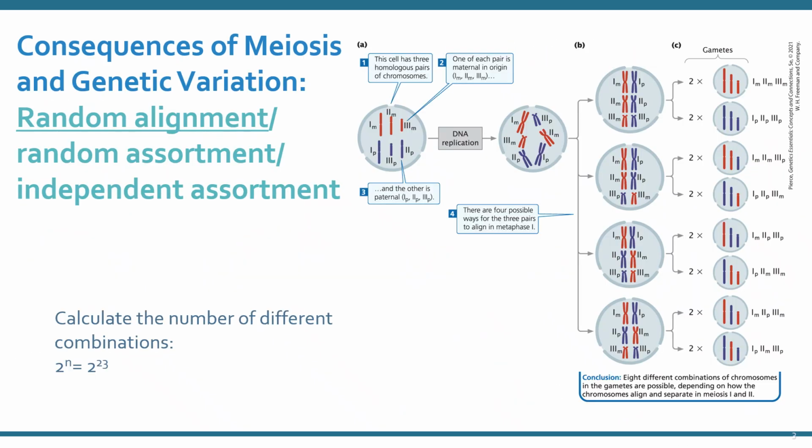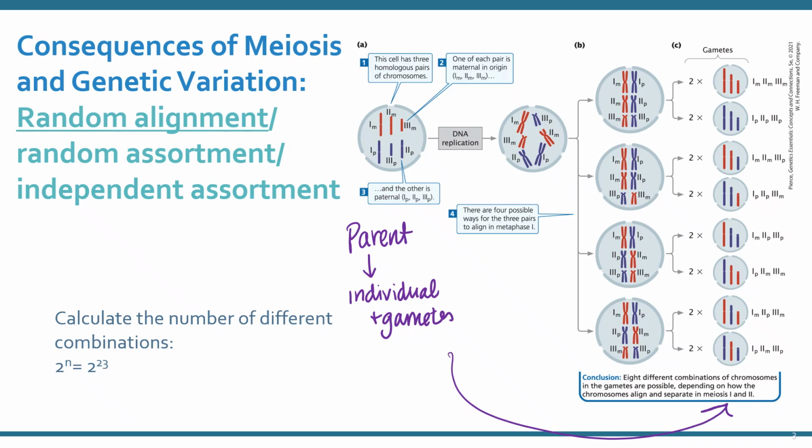Here we've got a diagram of random alignment, random assortment, independent assortment, whatever you want to call it. Just make sure you know the different names. And I would say stick with whichever one you want to call it. I like this image because it's a little bit more complicated. I'm not going to ask you to draw out something like this, but it does show you, again, from the parent chromosome, and then when the individual is producing their gametes, we get these potential combinations.